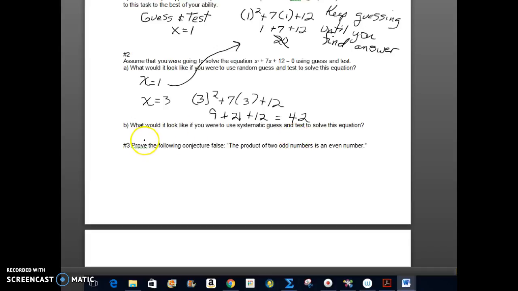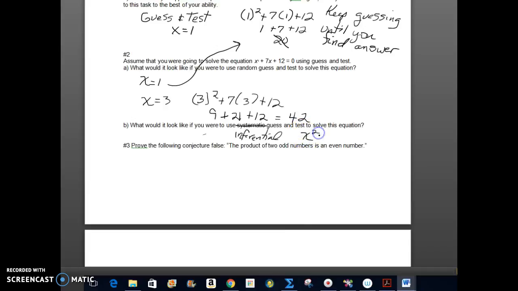All right, systematic guess and test. Let me see. I was going to see if I could put a space in there. Somehow when I copied it into Word, it's leaving me less space. But anyway. All right, what would it look like if you were to use systematic? Systematic would mean I'd really do a good job keeping track. I just found a typo. I'll fix it on Canvas, but you'll see it when you get here. So what I meant was inferential, okay?